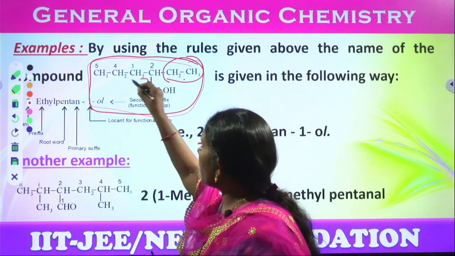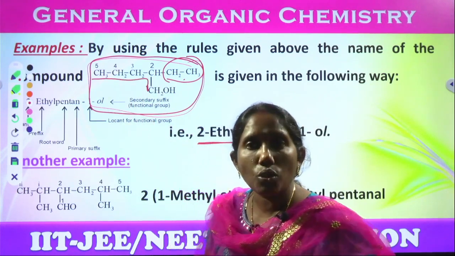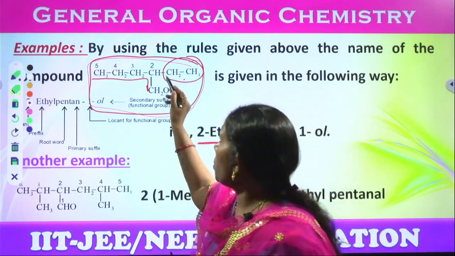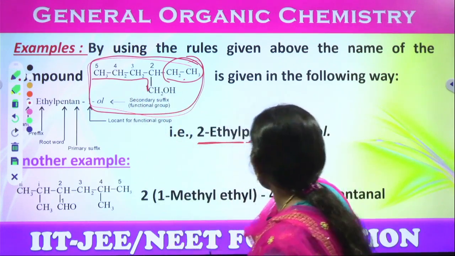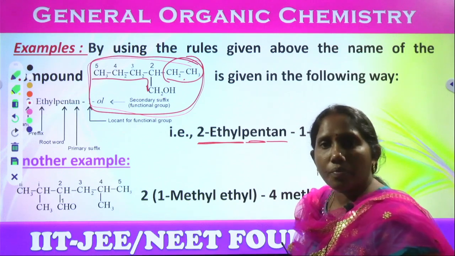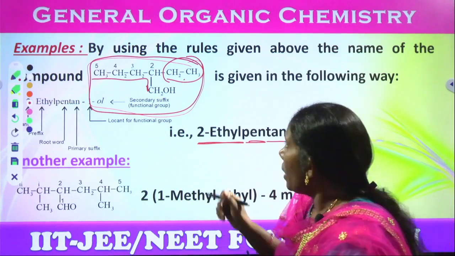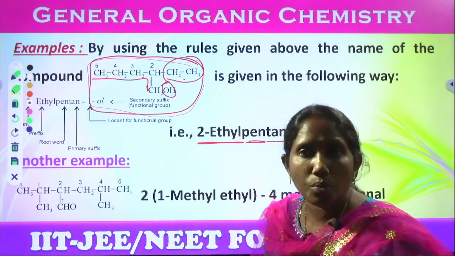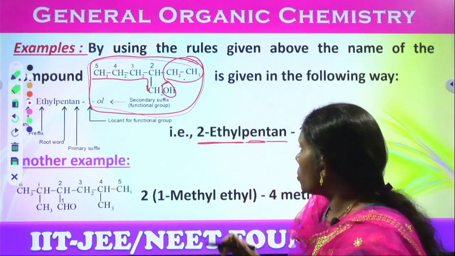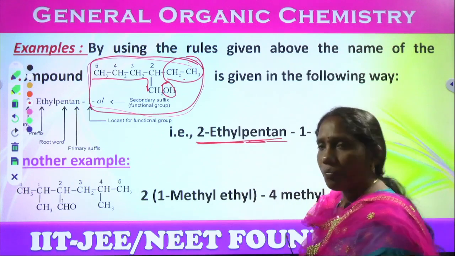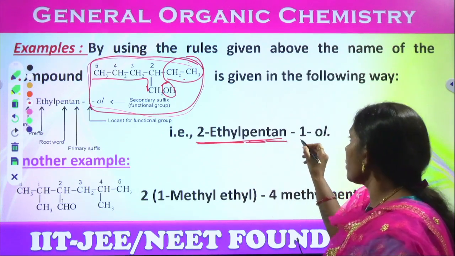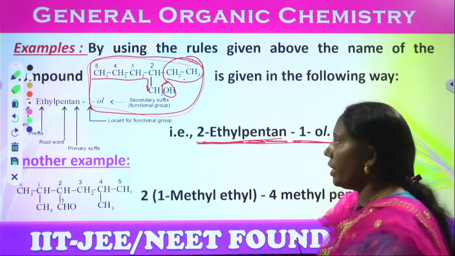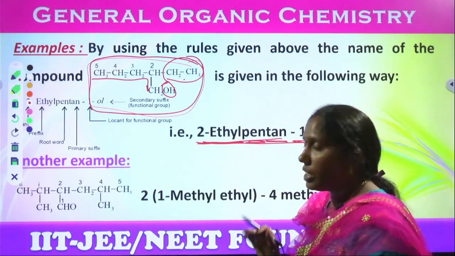How many carbons do we have in this chain? 5 carbons. So what is the root word? Pent. All are single bonds only between the carbons. So we have to write it as an-e. We have to draw, and at the first carbon there is a hydroxy group, meaning an OH group, whose suffix is ol. So 2-ethyl pentane 1-ol. 2-ethyl pentane 1-ol. This is the name.